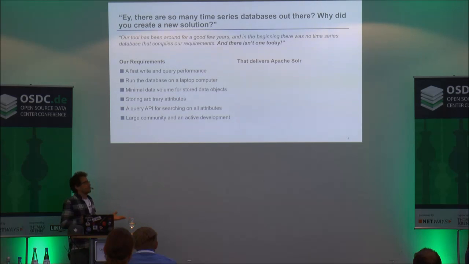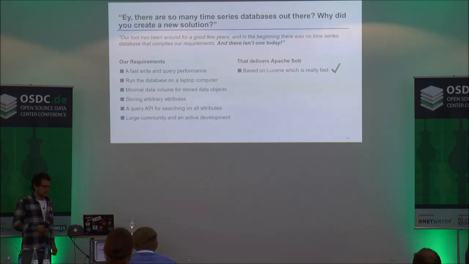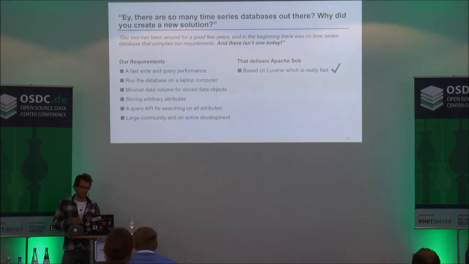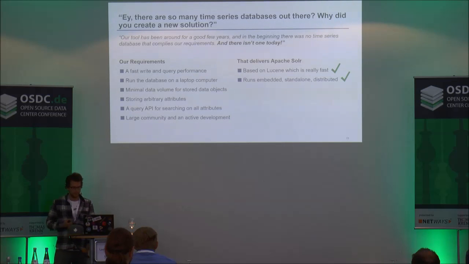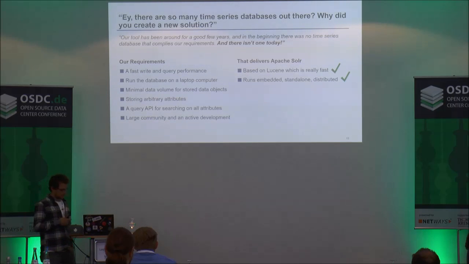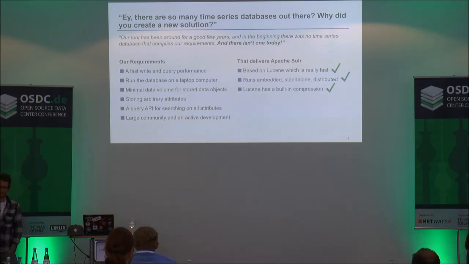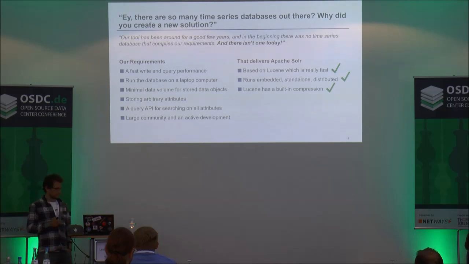And what are our requirements? Of course, we want fast write and query performance. Well, what does Apache Solr deliver? It's well known that Apache Solr and even the underlying Lucene is very fast. We want the database to run on a laptop computer. That is also achievable with Apache Solr, as it runs embedded, standalone, or distributed. As the whole database should run on a laptop computer, we need the data to be stored highly efficiently. And Lucene, the index itself, is very small and has a field compression built in, so check.